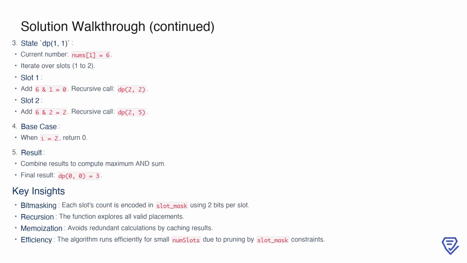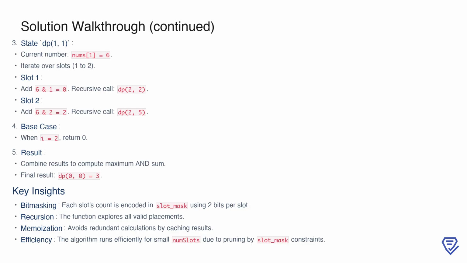At state dp(1, 1), we are placing the second number, nums[1] equals 6. For slot 1, the count is slot_mask at 0, and 3 equals 1, meaning one number is already present. Placing 6 here adds 6 AND 1 equals 0, and we call dp(2, 2). For slot 2, which is empty, placing 6 adds 6 AND 2 equals 2, and we call dp(2, 5).